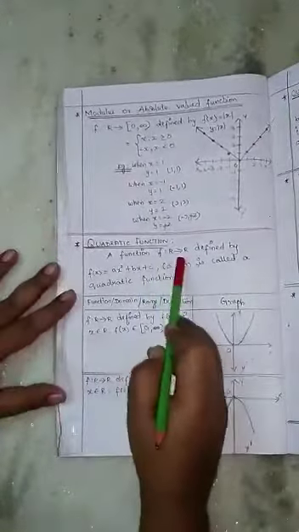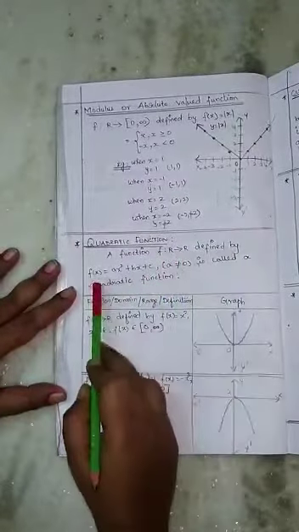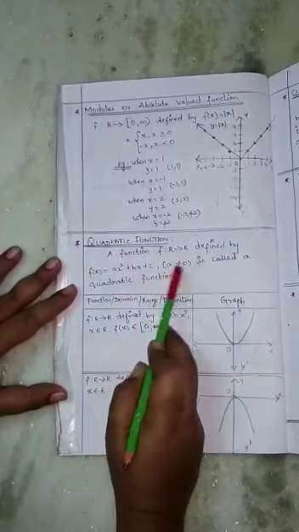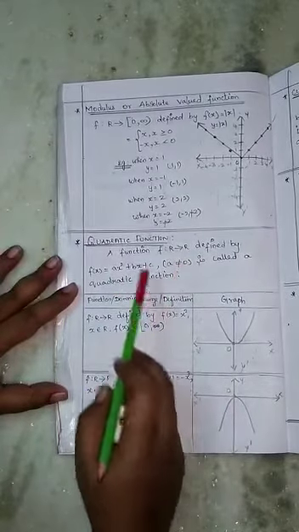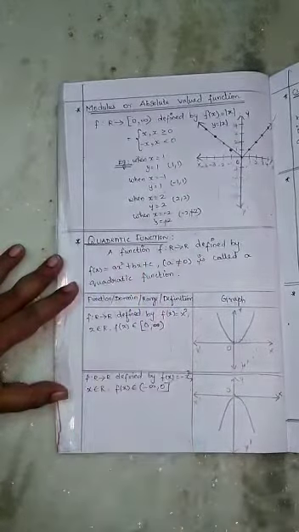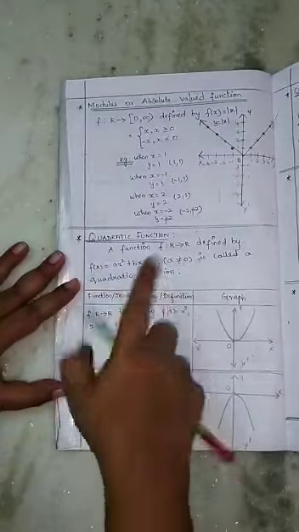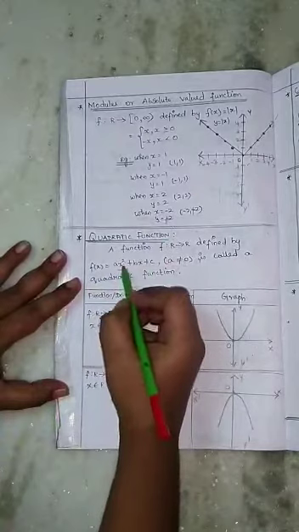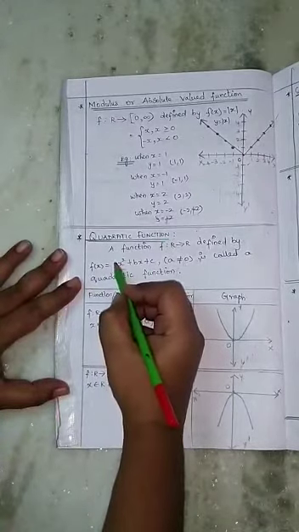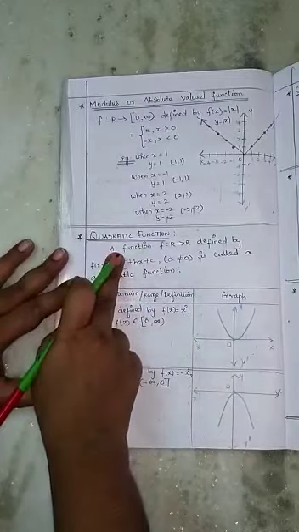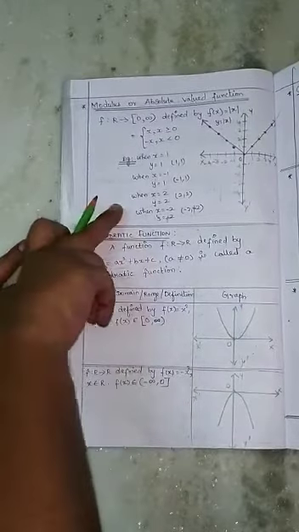A function f mapping R to R defined by f of x equal to ax square plus bx plus c. Here a is not equal to 0, because I said already in linear function, what is the highest power in linear function? 1. Power is 1. Here you just see here, power is 2. So if you are putting 0 here, x square value is not there. So it will automatically go to linear function.